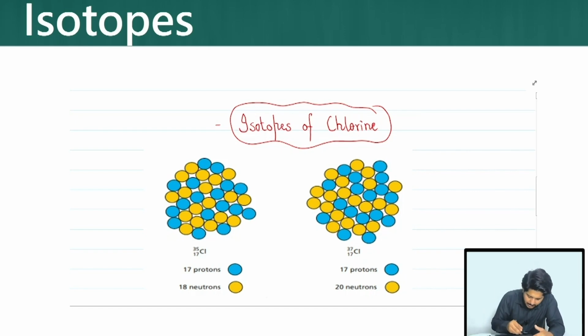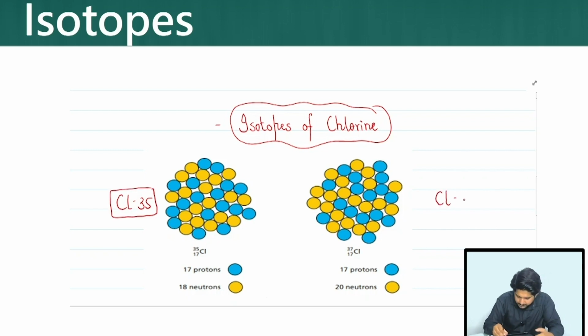Why am I saying this? Because here I can see the mass of chlorine 35. So it could be represented in this way as well. Chlorine 35 is this one, and chlorine 37 is this one. But both atoms have the same number of protons. This one has 17 protons and this atom also has 17 protons.